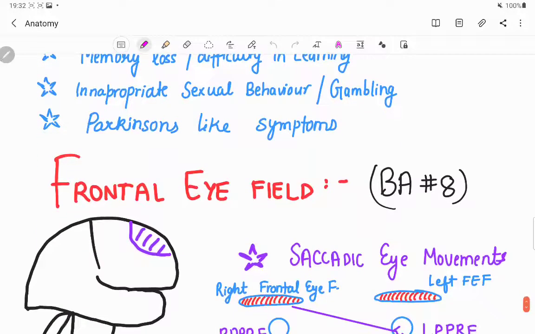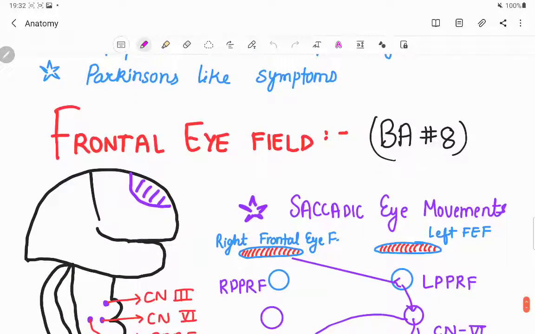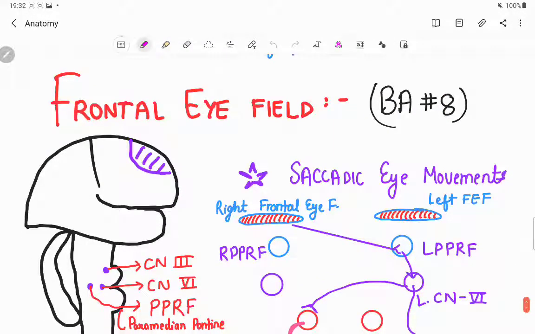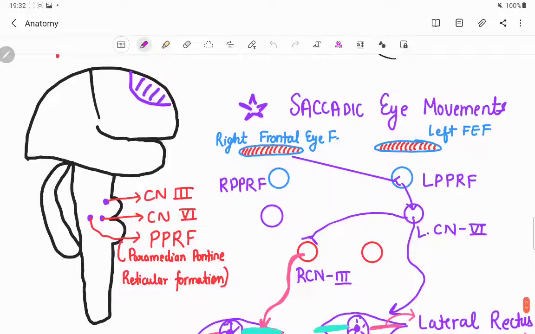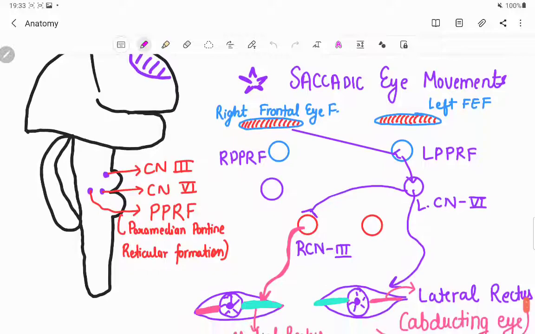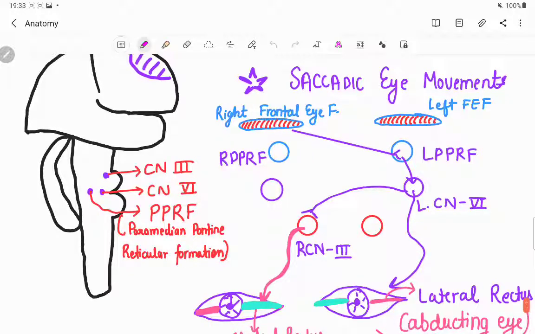Now let us move to the frontal eye field. This is also very important. It is called Brodmann's area 8, and the mechanism here is very important. You have to understand the mechanism. Let us talk about it. It has connections with the cranial nerve 3, cranial nerve 6 and the PPRF, which is called the paramedian pontine reticular formation. You do not have to remember this full form, but you have to remember that it has connections with these three parts. So now let us talk about the mechanism.